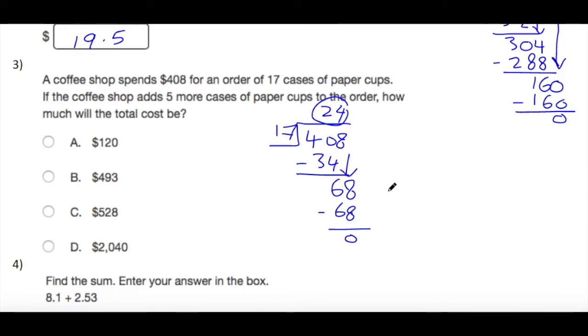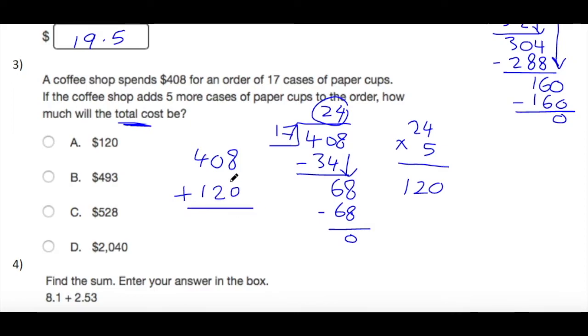Now we have to calculate the cost of 5. So you will multiply 24 times 5, it will be 120. So now total cost, he wants here total cost, so we will add 408 plus 120, and total cost will be here 825. So the answer is C. Okay, next question.